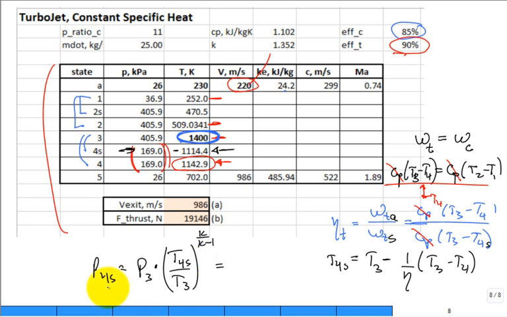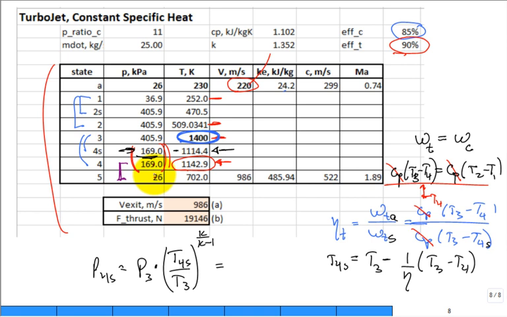Let me check to see if we get this 169. 1, 2, 3, 4. Oh yeah. I got 4 correct on 5 on 169, 6, 7, 8, 9. Thank you very much. Okay. So now this is what drives this pressure difference. I know this one probably should be called B or something consistent with the book, or state 5 on the exit. This pressure difference is what drives the isentropic flow through the nozzle.